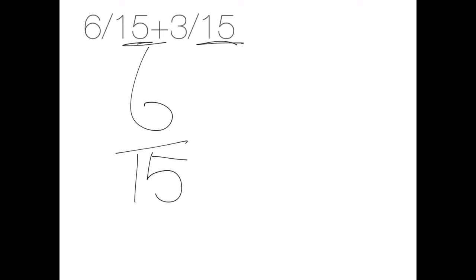In order to add decimals, it's quite easy. First, you must make sure that they have their common denominators. In this problem, they do. It's 15. Okay. So now what you're going to do is you're going to simply add 6/15 plus 3/15.